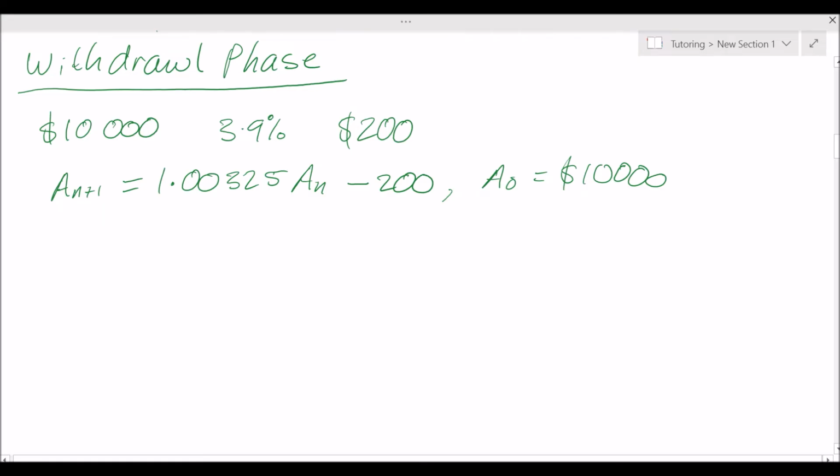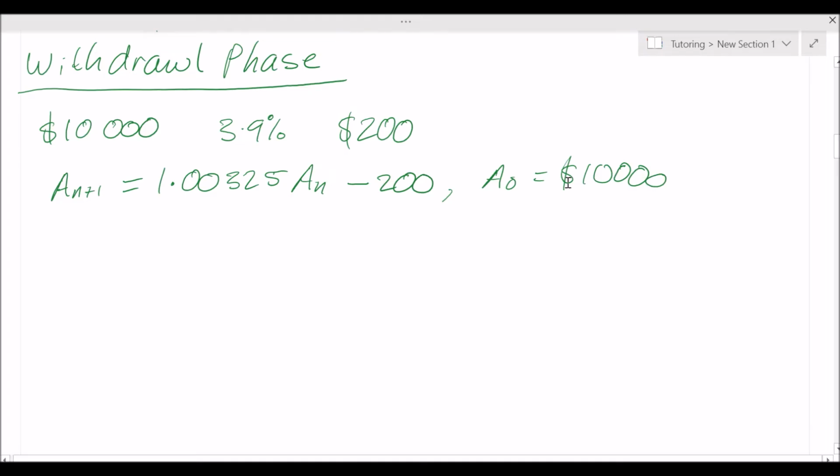Okay, so can you see the difference? In the deposit phase, you might start with nothing or 0, and you're accumulating money over time by adding into it, making deposits. In this phase, you start with the big amount of money that you've presumably accumulated over time, and now you get to withdraw it and enjoy it.